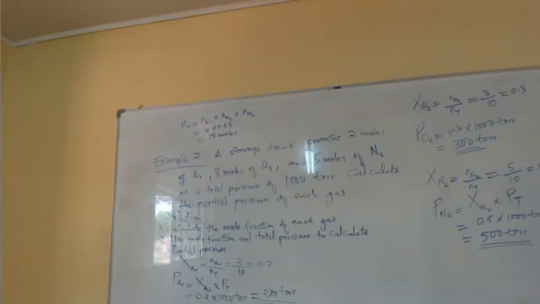One thing that you have to remember is that the partial pressures of individual gases must add up to the total pressure within the mixture. So in this case, we expect that the addition of these partial pressures for these gases should be equal to 1000. So you can actually check our calculation if it is correct. So 500 plus 300 plus 200, we get 1000 torrs. So that is how you calculate the partial pressures.